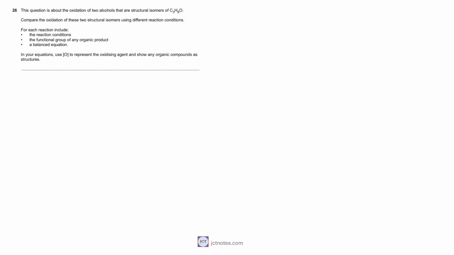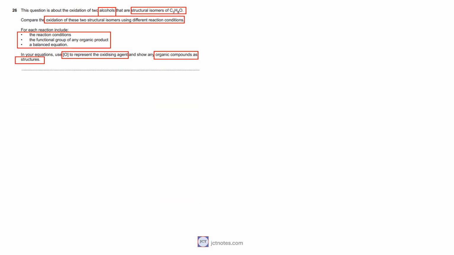Question 26 is about the oxidation of 2 alcohols that are structural isomers with formula C3H8O. We are asked to compare the oxidation of these 2 structural isomers using different reaction conditions. For each reaction, we need to include the reaction conditions, the functional group of any organic product and balanced equations, using capital O with square brackets to represent the oxidizing agent and showing any organic compounds as structures. In the description of this video, I leave a link with the summary of the reactions pathways from OCR.